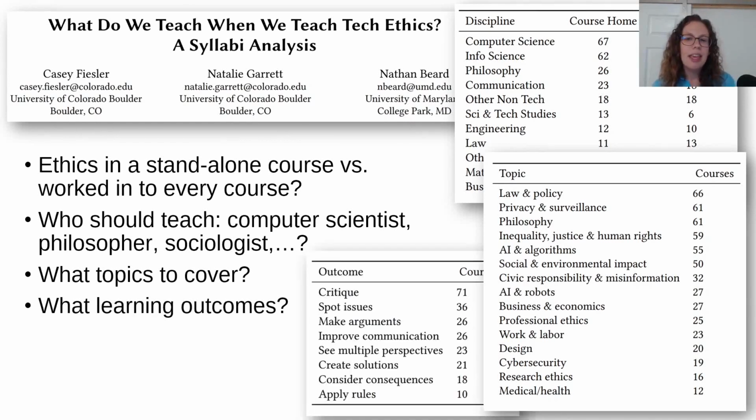What learning outcomes? This is an area where there's a little bit more agreement, where the number one skill that courses were trying to teach was critique, followed by spotting issues, making arguments. So a lot of this is just even learning to spot what the issues are and how to critically evaluate a piece of technology or a design proposal to see what could go wrong and what the risk could be.